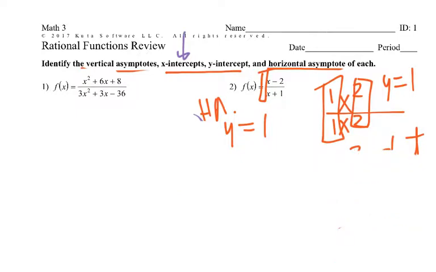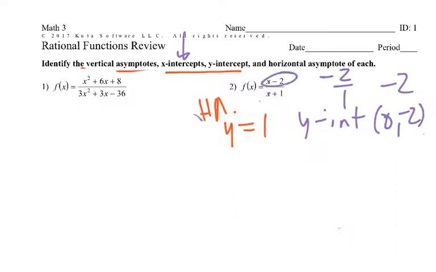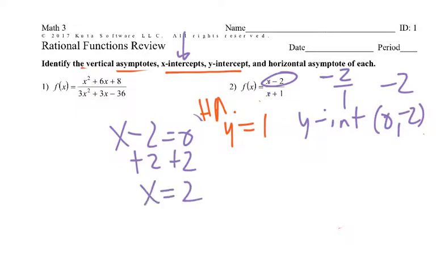All right, so this one we can't simplify any further. To get the y-intercept, we just make the x as 0, so we'd eliminate. So -2 over 1, so -2. So the y-intercept would be 0, -2. For the x-intercept, we take the top, x minus 2 equals 0, solve for x. So we get x equals +2, so the x-intercept would be 2, 0.